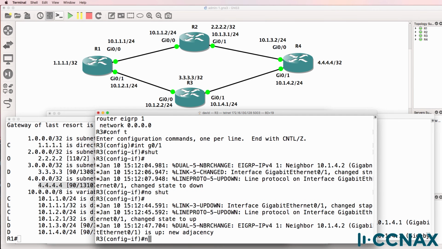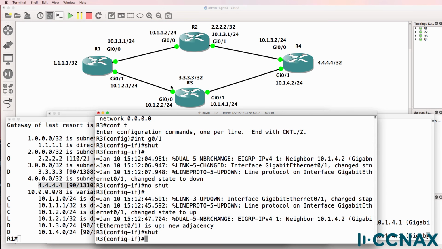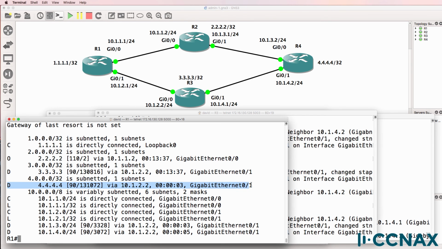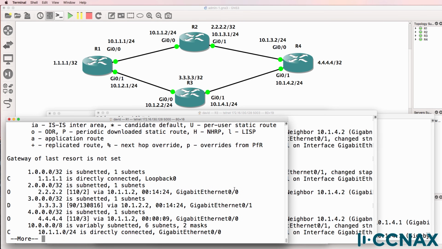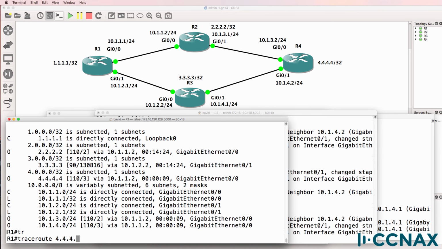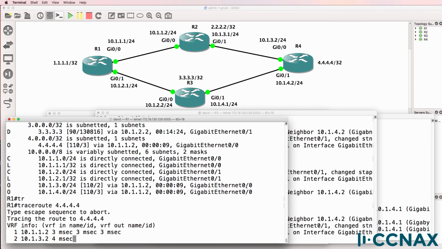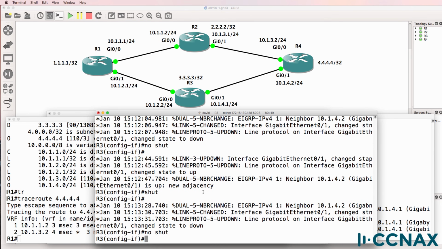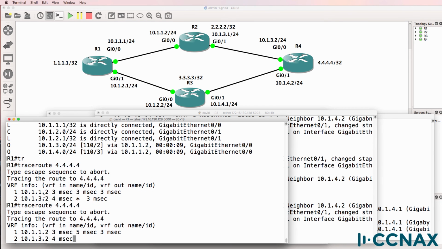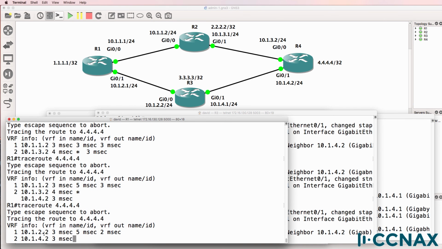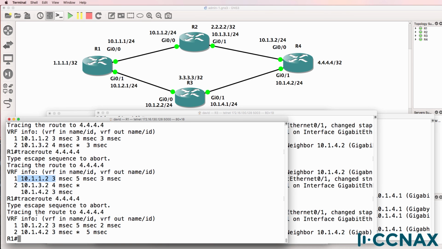So just to prove the point again, I'll shut the interface. This is the interface on router 3. Before I did that, an EIGRP route was used, but now an OSPF route is used. Tracing to that loopback, it's now going via OSPF. No shut the link. Do a trace again. Still hasn't switched over yet. Let's try again. Notice it went from that to this, so a different path was taken.